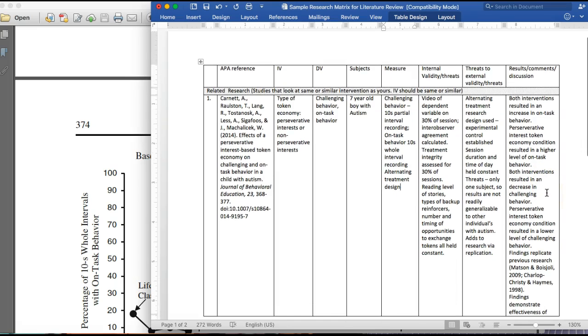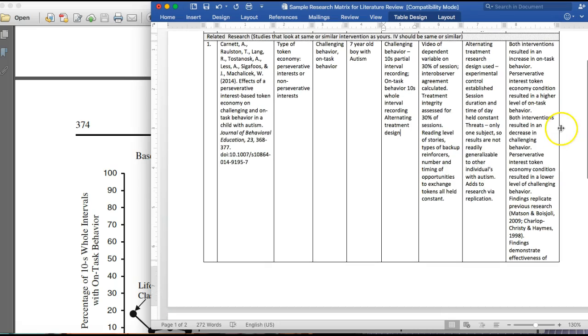Both interventions also resulted in a decrease in challenging behavior. And again, the perseverative interest token resulted in lower levels of challenging behavior. So using those perseverative interest tokens was even more effective for reducing challenging behavior. So the perseverative interest token economy increased on-task behavior and decreased challenging behavior.